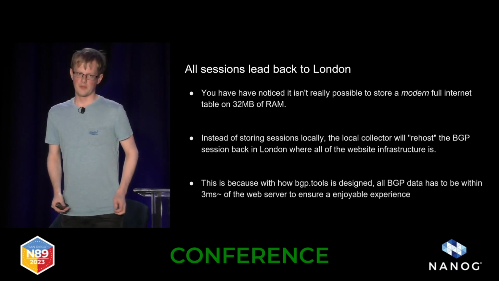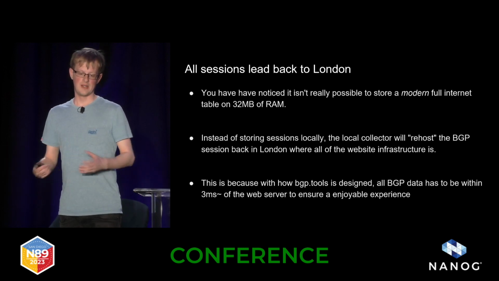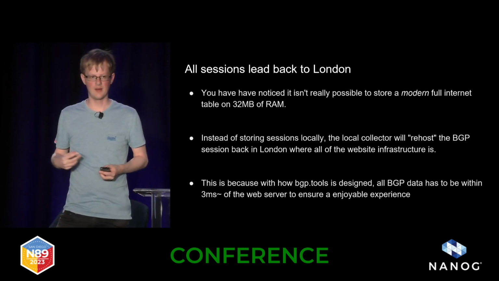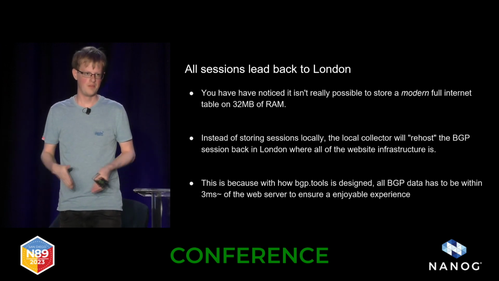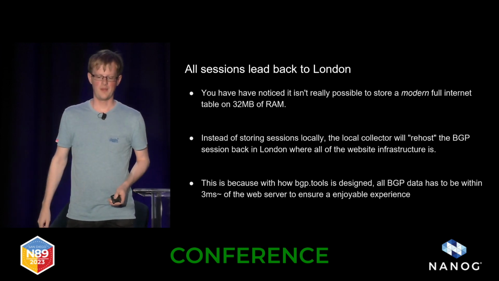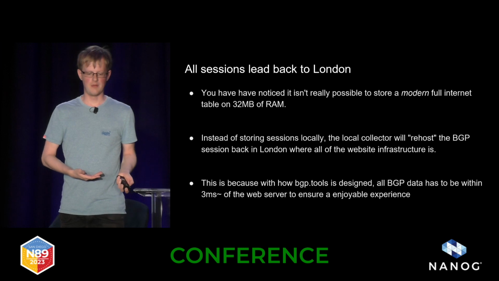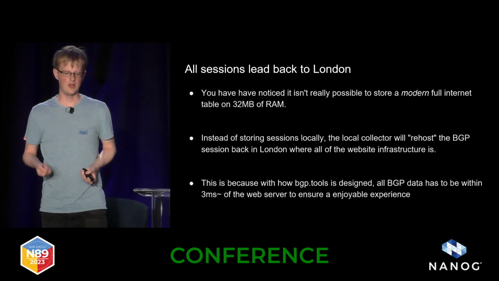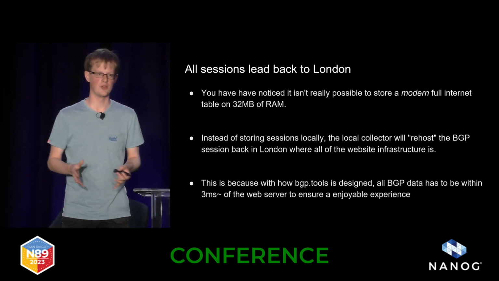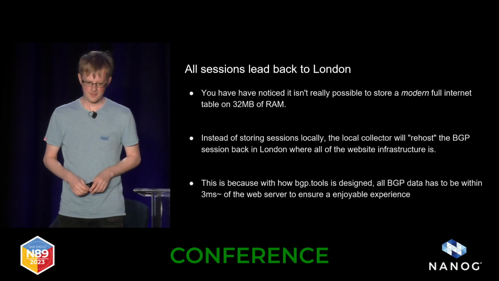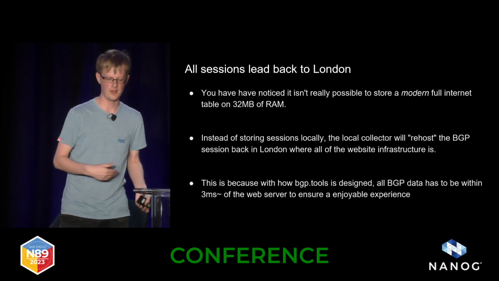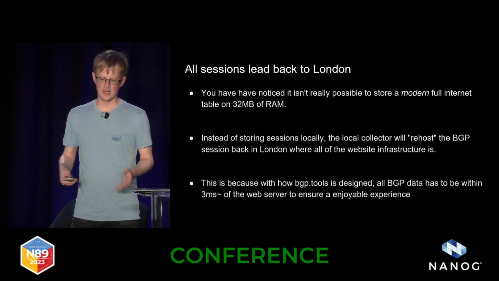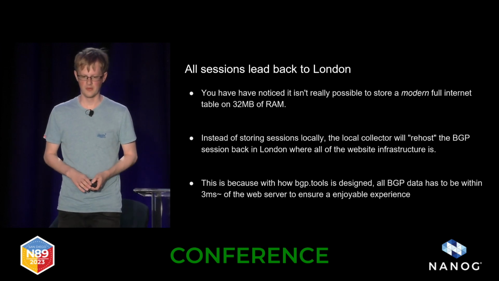You may have noticed it's not actually possible to store the entire modern internet table in 32 megabytes of RAM. This is because what these relays are actually doing is just relaying the BGP session itself, wrapping it in a multi-path protocol, and shipping it back to London. And this is because, as mentioned previously, within the Neo BGP infrastructure, for the site to remain usable and snappy, all of the BGP sessions need to be about 3 milliseconds away from where the actual web server is running. Recently I converged all of the hardware in the same data center, but previously it was spread over a couple of sites. So you need to keep the actual raw latency pretty low to make this enjoyable.